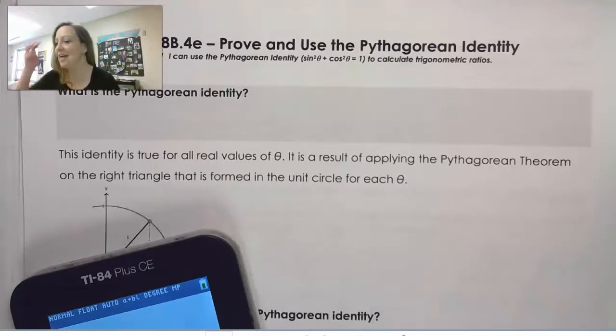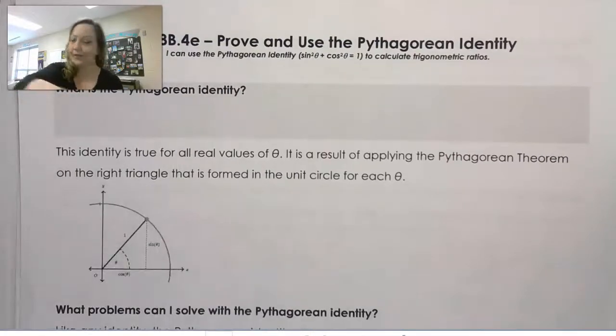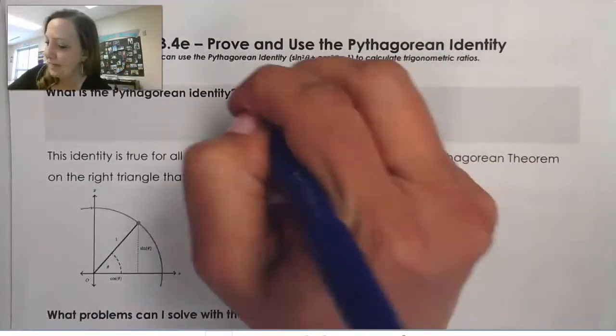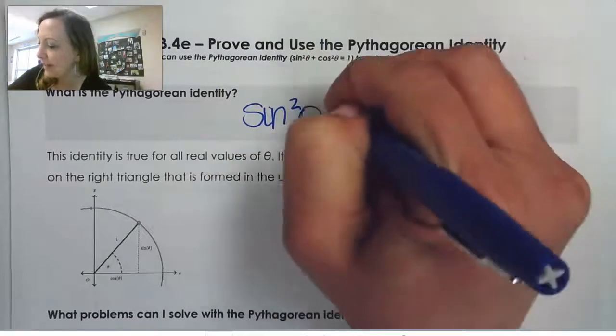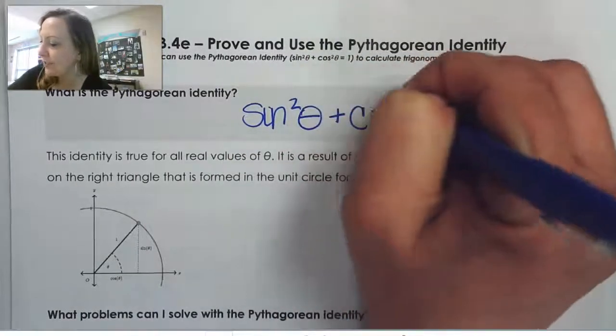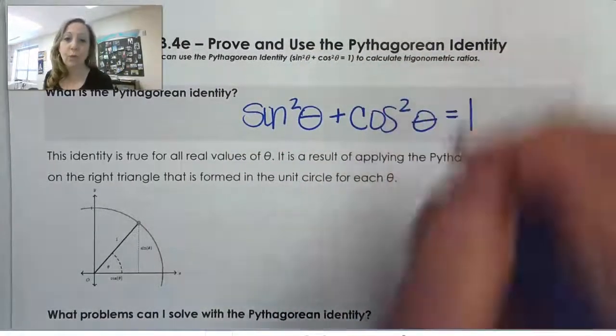Hi there. Today we're going to be looking at Unit 8B.4e. And what we're going to do is use the Pythagorean identity. Okay, so first of all, what is the Pythagorean identity? When we talk about the Pythagorean identity, we are talking about the following. This is what it looks like. Sine squared theta plus cosine squared theta equals 1.